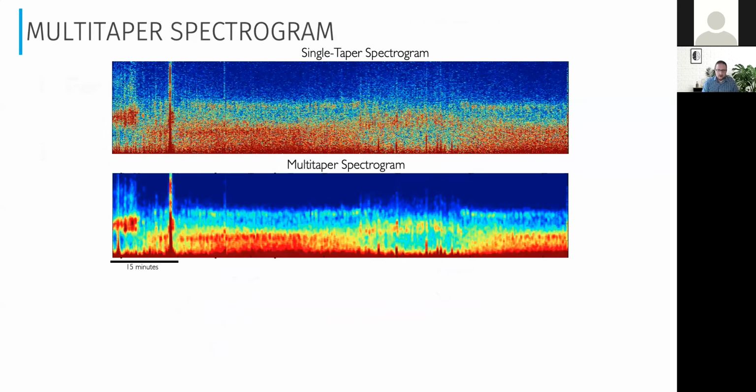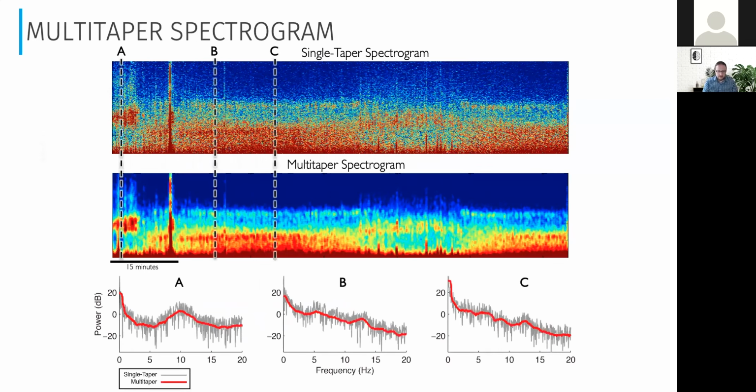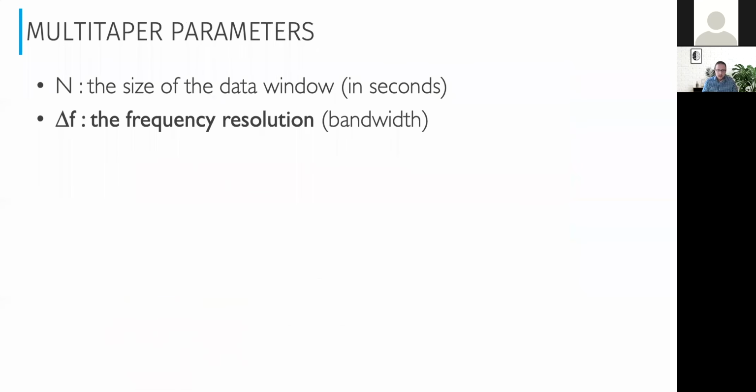Well, you can see right here, there's the single taper spectrum, and then we do the multi-taper spectrum. We've removed a lot of the noise in here and can see things more clearly. And if you take slices of the actual spectra at each time, you can see that the multi-taper in red does a great job of reducing some of the noise that you're not able to get with the single taper spectrum.